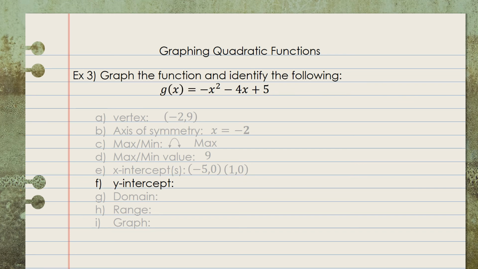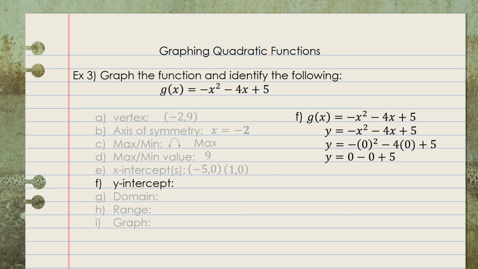Now we're looking for the y-intercept, and the y-intercept simply means where x equals 0. So we take the original function, and in place of g of x, we use the value y. And now every time you see x, you plug in a 0. And from here we follow GEMS. 0 squared, well, that's 0. And 4 times 0 is 0. And so we have 0 minus 0 plus 5. Well, that's y equals 5. Which means the y-intercept is written as 0, 5.